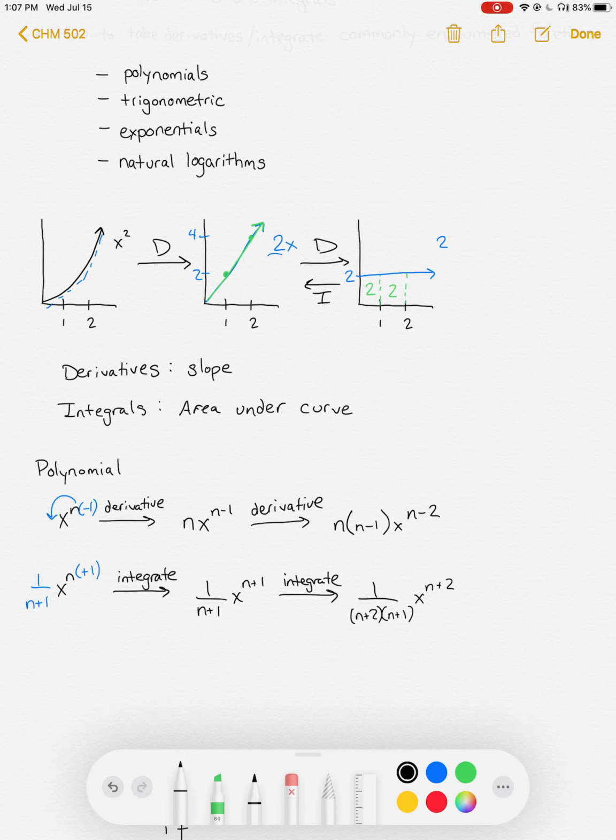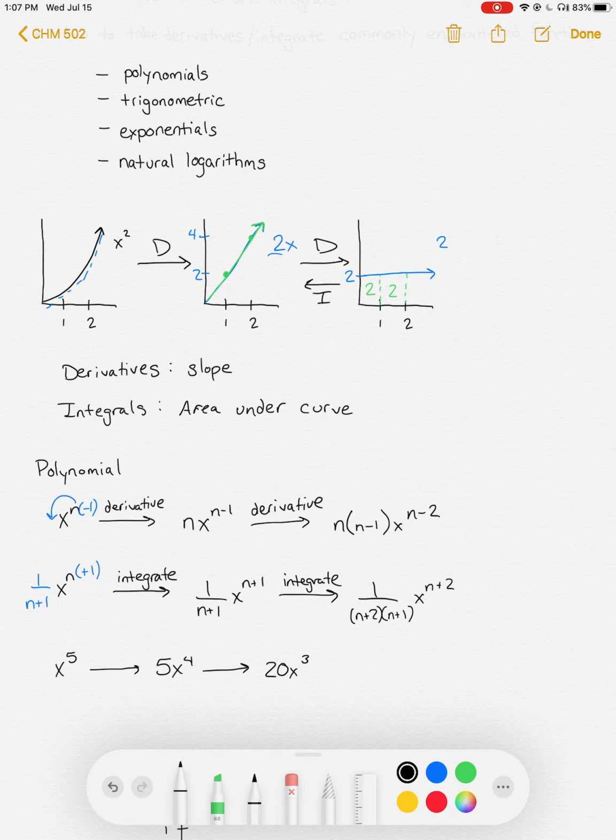So for some examples, let's look at the function x to the 5th. If we wanted to take one derivative of this function, we would end up with 5x to the fourth, just following the same process that we did above. And we could take a second derivative and end up with 20, which is 5 times 4 times x cubed.